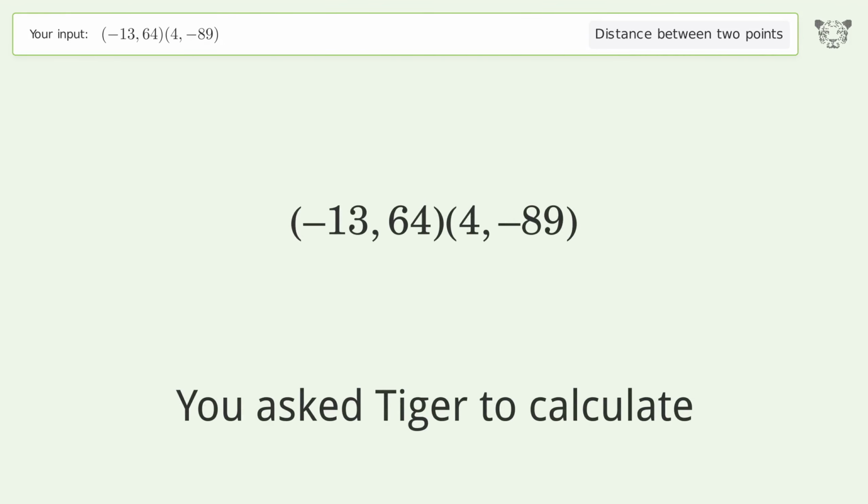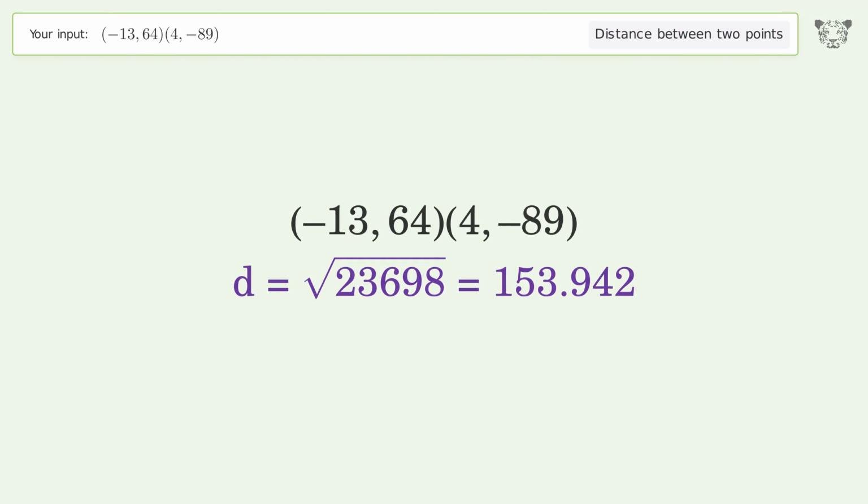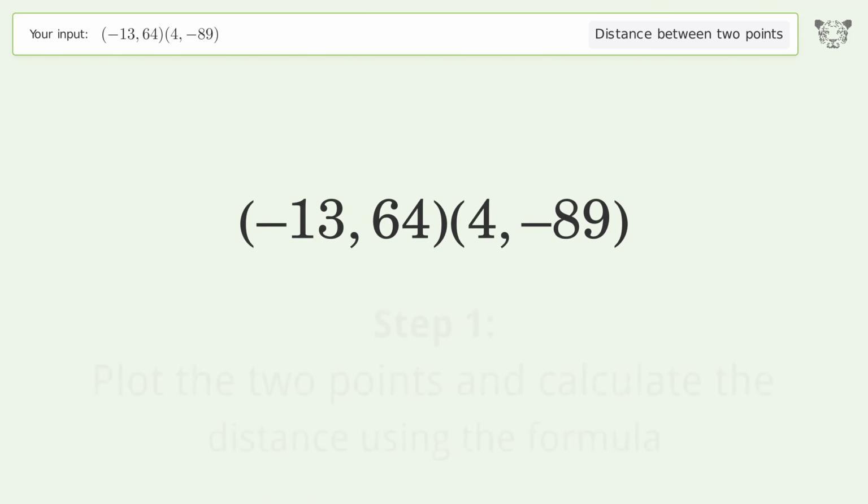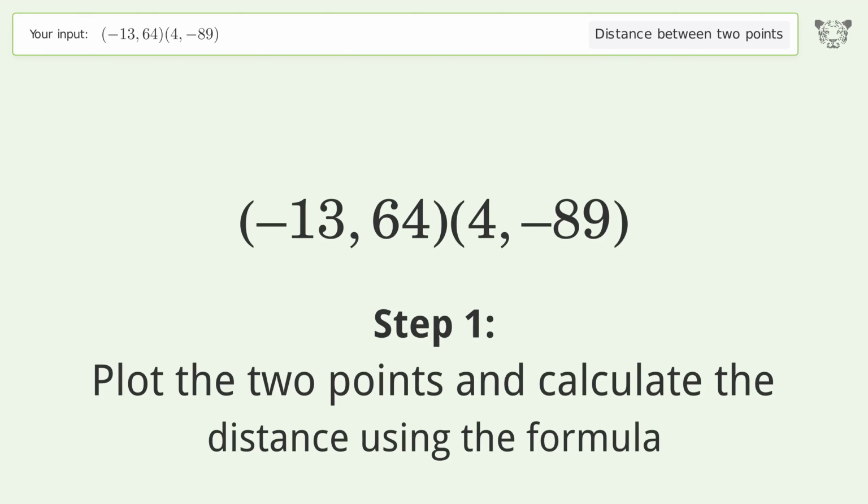You ask Tiger to calculate. This deals with the distance between 2 points. The distance between the 2 points is the square root of 23,698, or 153.942. Let's solve it step by step. Plot the 2 points and calculate the distance using the formula.